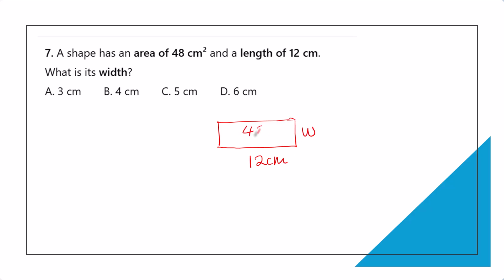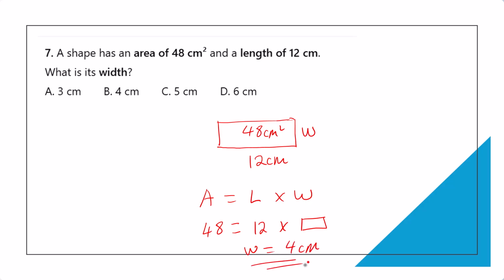The area is 48. Okay. Now, how do you normally get the area? We normally do length times by width. The area is 48, so I'm going to do 48 there. The length is 12, this one, and I don't know what the width is. I can put a box. So think about 12 times by a number, you get 48, and that number is going to be 4 centimeters. That's it.